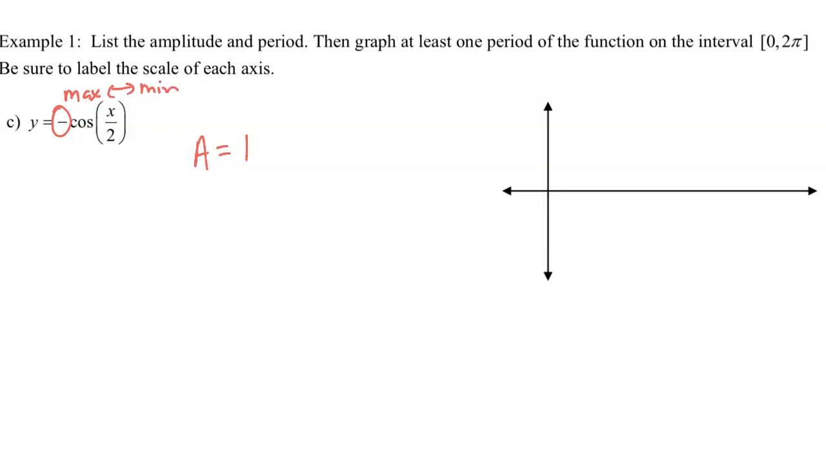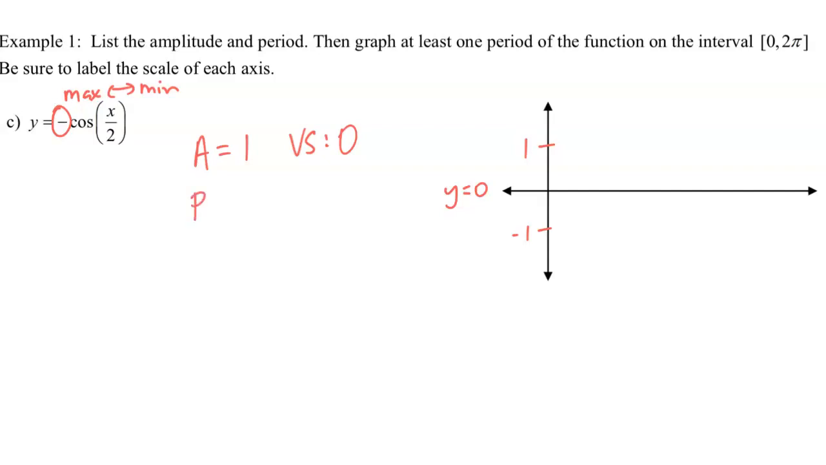So I'm just going to illustrate that by writing their max and min with a little two-sided arrow, meaning they're going to switch places. Okay, vertical shift would be if there is a plus or a minus at the end of the function, outside the parentheses. We don't see that, so the vertical shift is 0, and that tells me my midline is y equals 0. And therefore, because I have an amplitude of 1, I know the distance from the midpoint to the maximum needs to be 1, and from the midpoint to the minimum also needs to be 1.